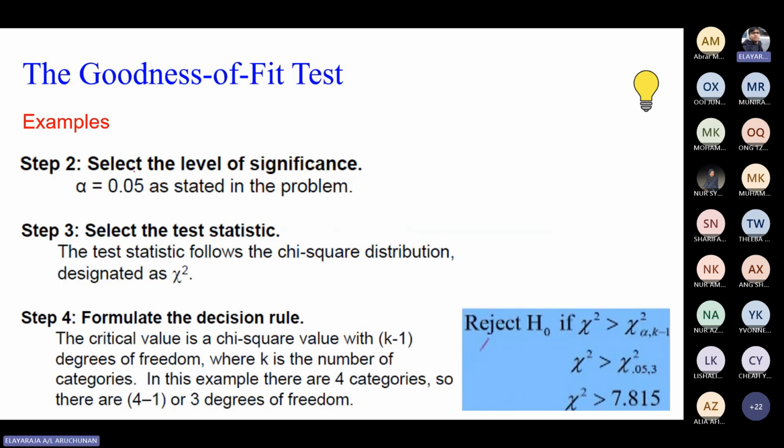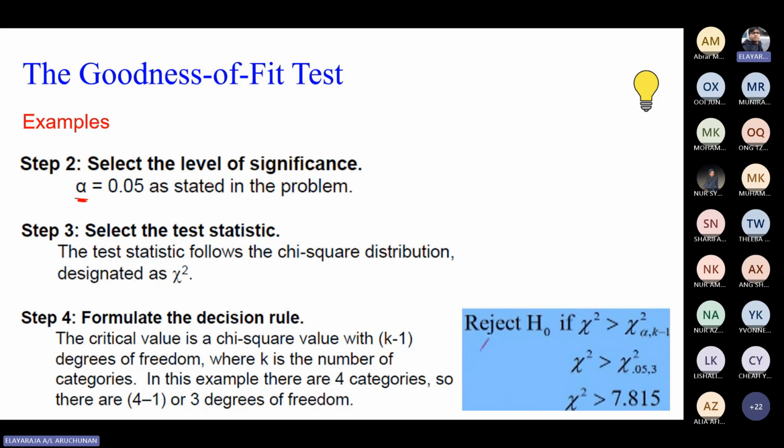Step 2: you need to choose the significance level. As we know, in research we usually take the 0.05 level of significance, in other words the 95% level of confidence. So we need to set the critical value. Next, as we know, this is the chi-square test.